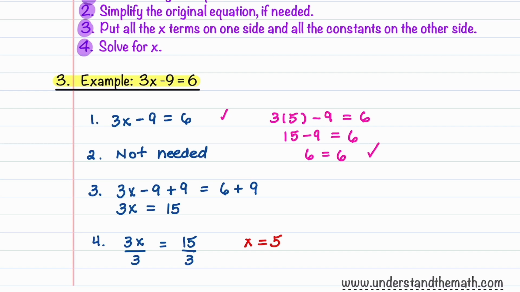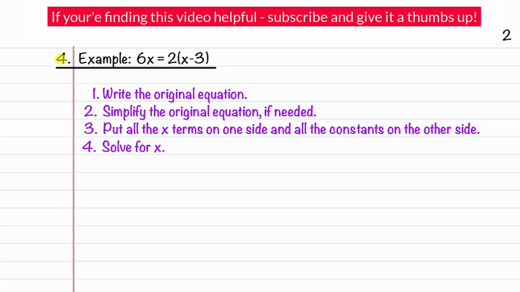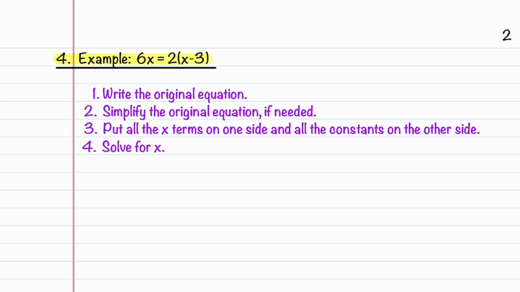Let's now look at another example. We're going to solve the example 6x is equal to 2 times x minus 3. A little bit more complicated than our last example. The first thing we're going to do is write the original equation. This is 6x is equal to 2 times x minus 3.